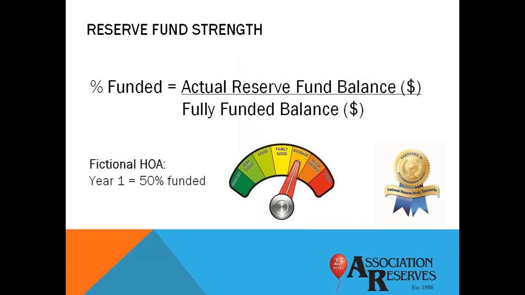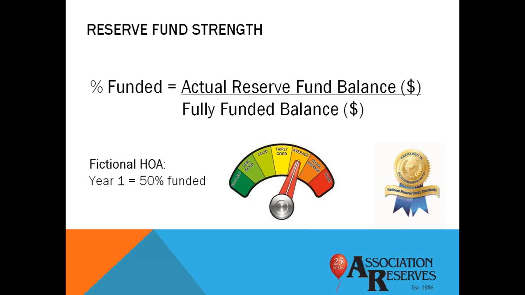Well, here's the National Reserve Study Standards formula for calculating reserve fund strength. The numerator, actual reserve fund balance, is the amount of money on hand. The denominator, the fully funded balance, is the calculated value of reserve component deterioration. If you want to learn more about percent funded, we have a number of articles on this subject in our online learning center, the library area, under reserve fund strength for anyone who's interested.